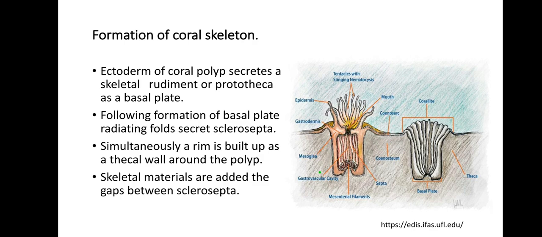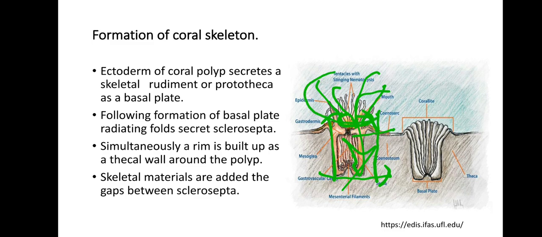I'll repeat. First the basal plate will be formed, and then simultaneously the sclerosepta will be secreted, and around it as a margin the theca will be secreted in such a way that there will be an opening, the columella, through which the polyp, the sea anemone like animal, will be moving out. Only its tentacles will be found outside, and when the animal is living it will sometimes also retract. Only the tentacle portion is outside for capturing prey and eating, whereas the rest of the body is well protected inside that corallite.